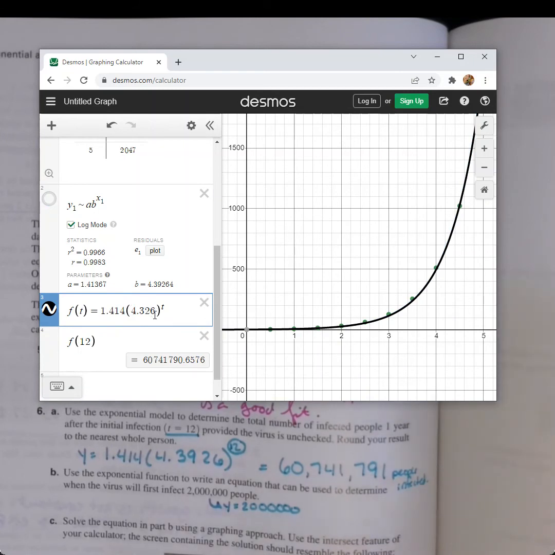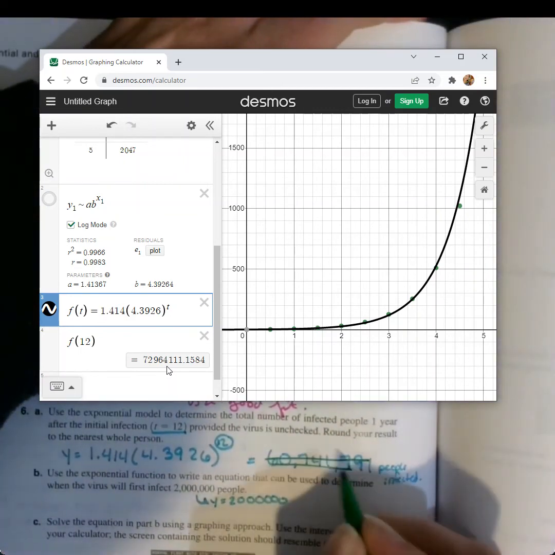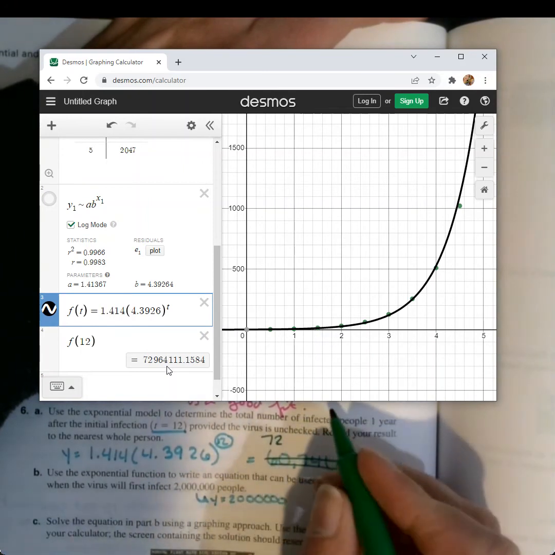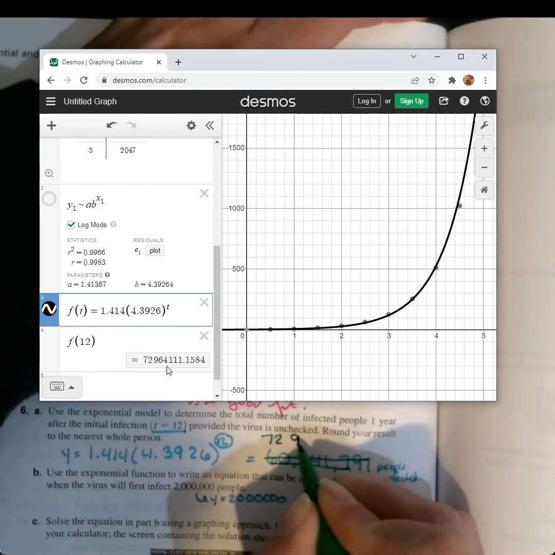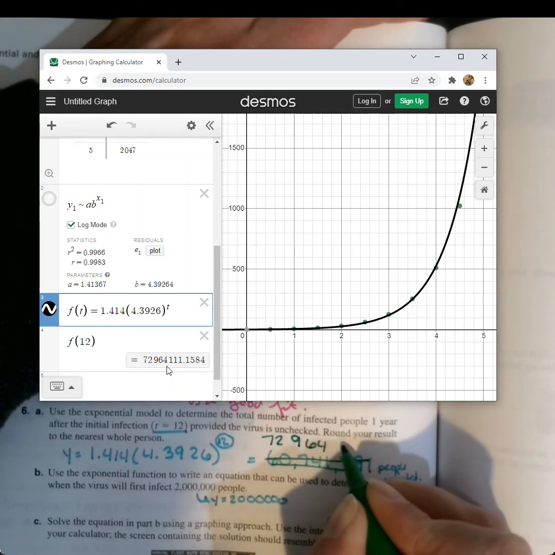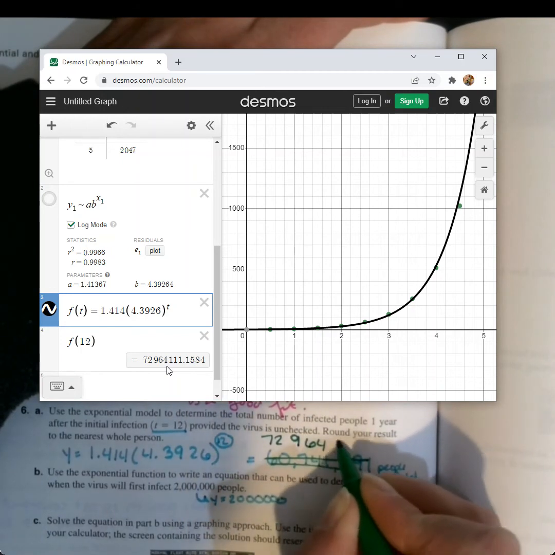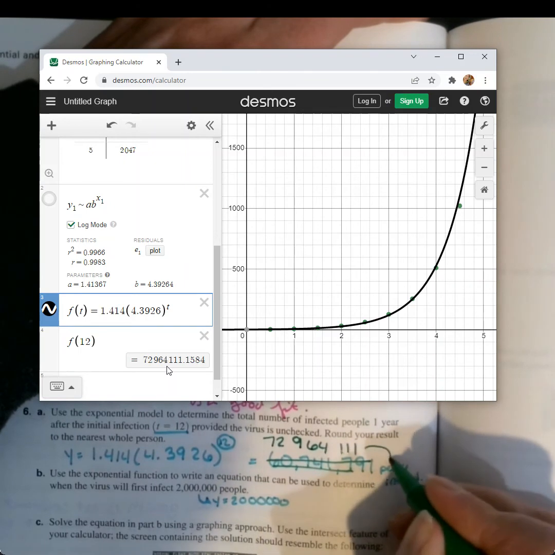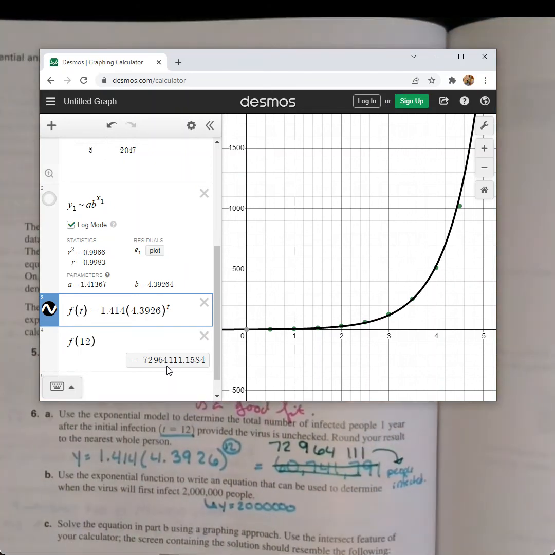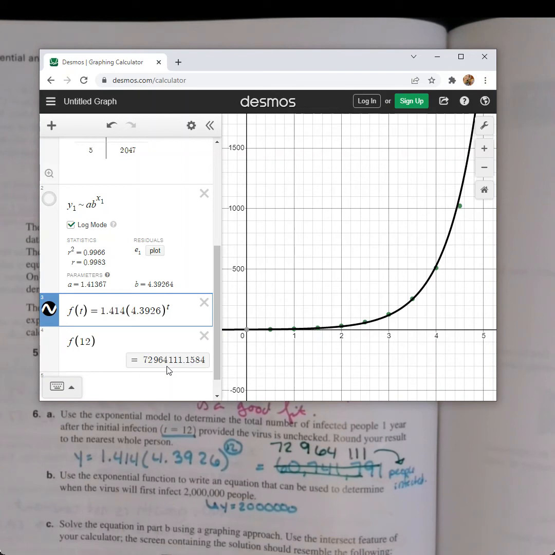And actually, did I just skip a number? Totally did. Didn't even type my 9 there. That could be part of why I was seeing so much error. So I apologize. Apparently I'm having an off day, but I hope you'll forgive me. I'm going to keep this going here. I didn't type this in right. So 72,964,111 people infected. Sorry for your notes if they're going to be scribbled out and looking like mine, but we can do this.